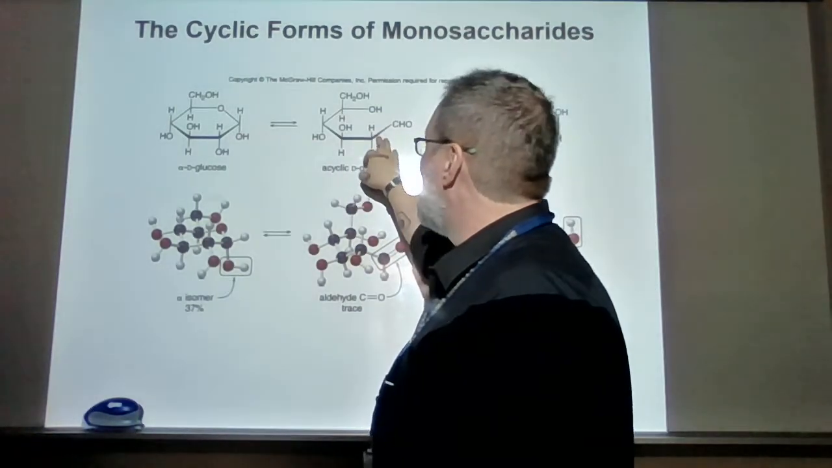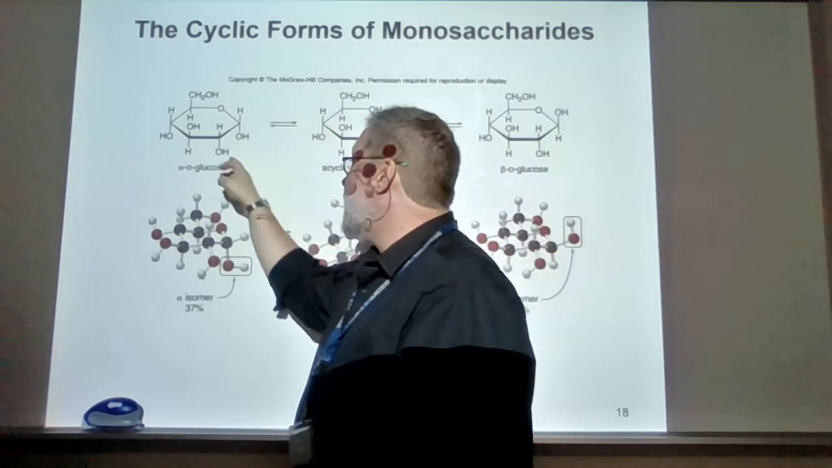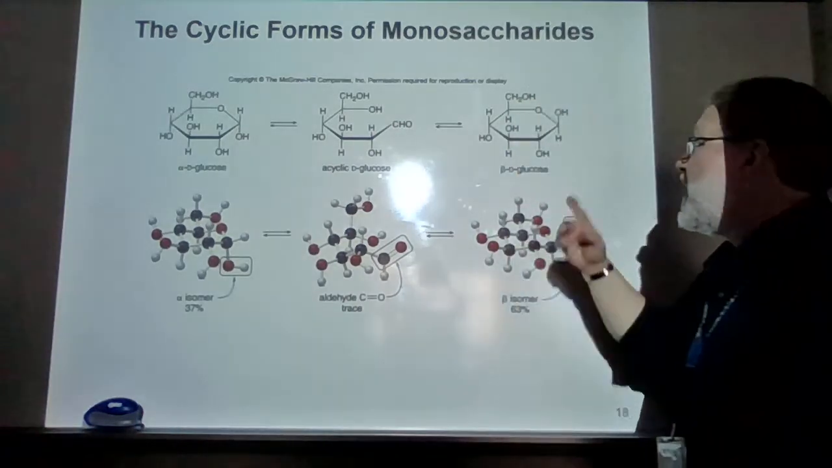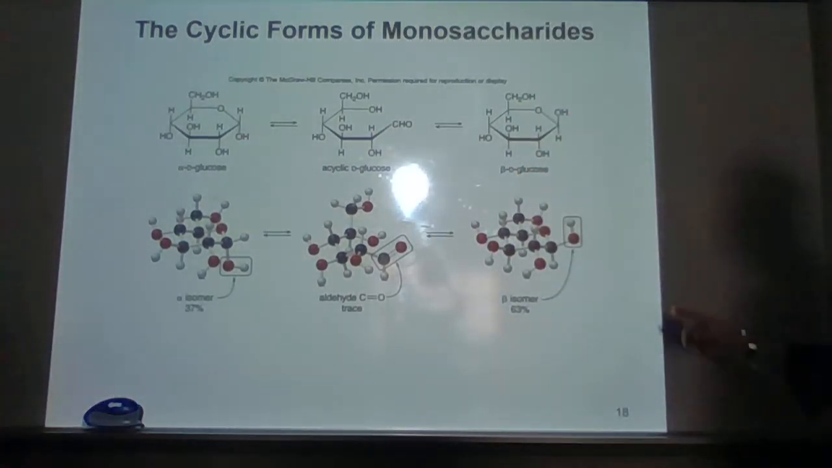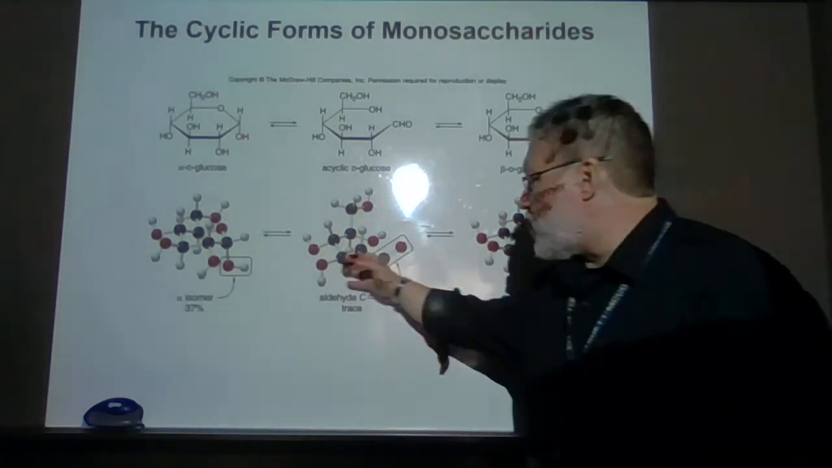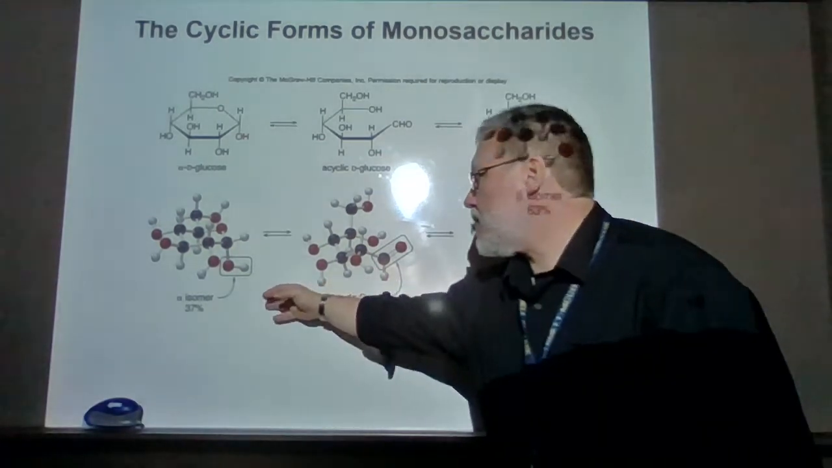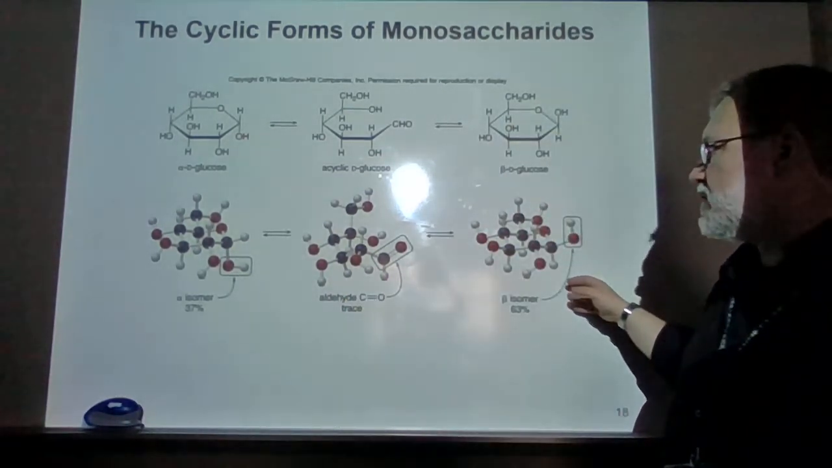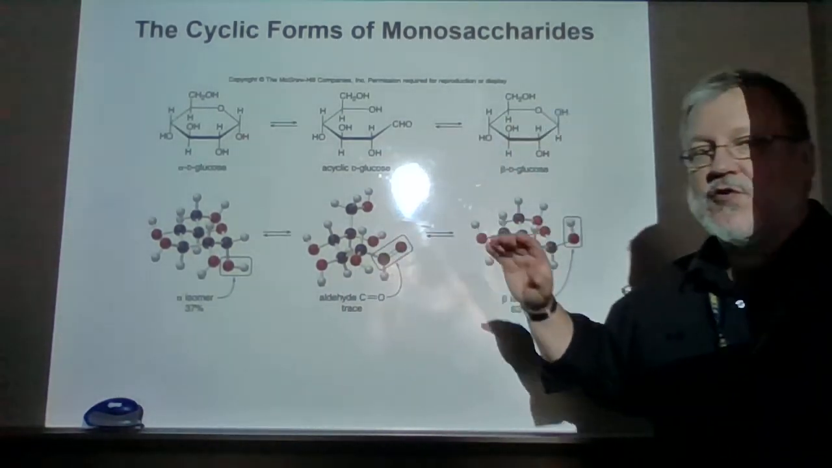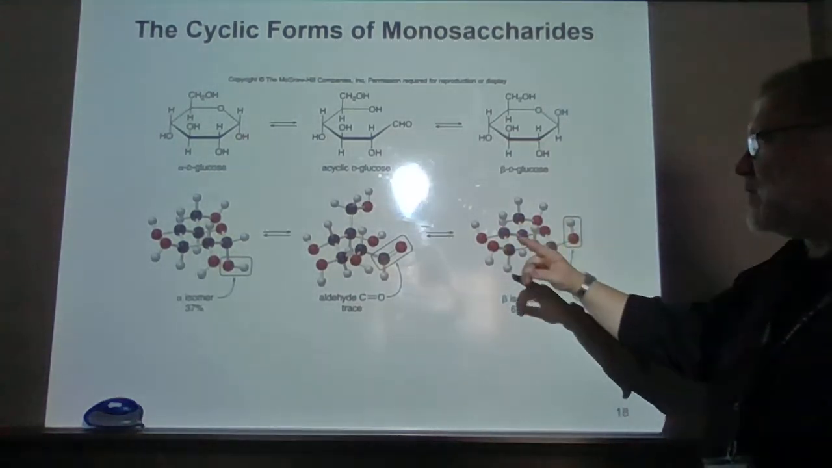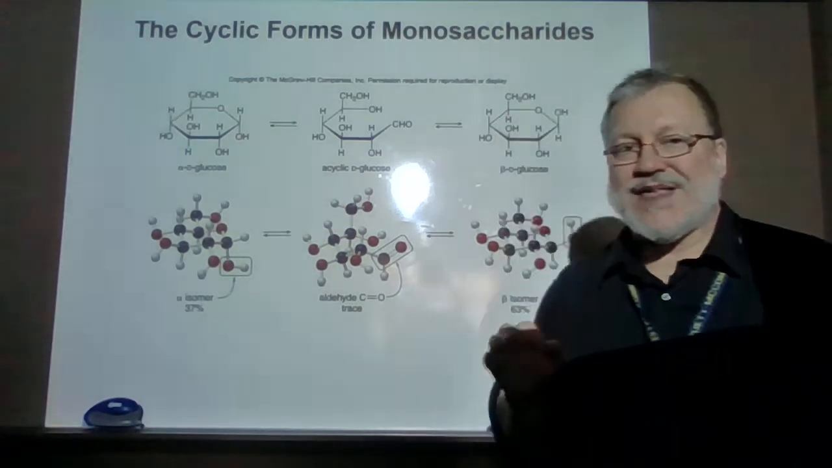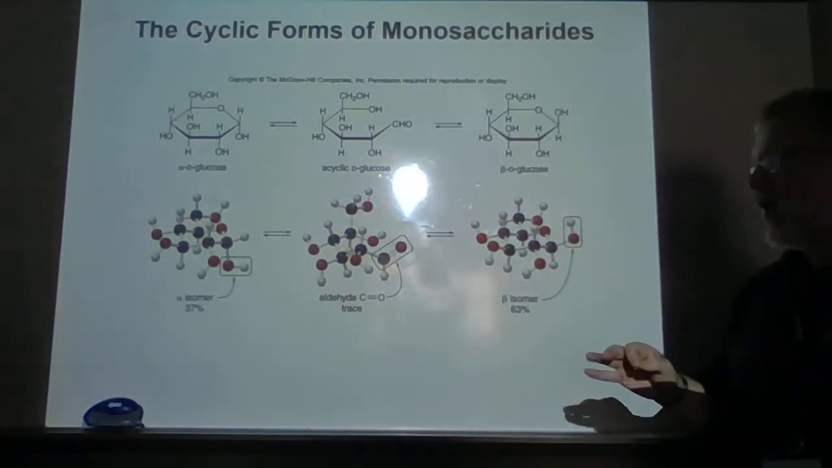If it cyclizes and the OH ends up down, we get the alpha D-glucose. If it cyclizes and the OH ends up vertically up, we get the beta D-glucose. Turns out that there's a rapid equilibrium occurring between all these systems. They are present, but they're not present in equal amounts. So they're interchanging, but there is one form that is particularly more stable than all the others.